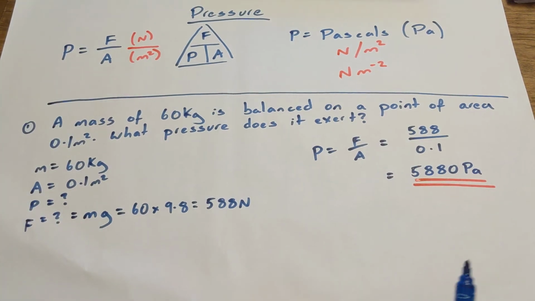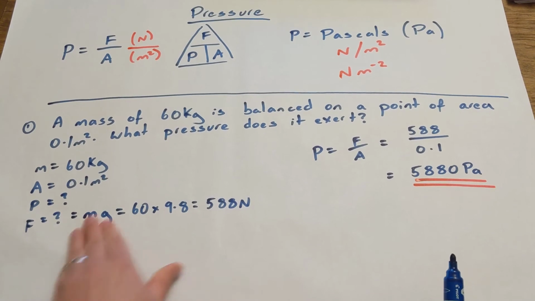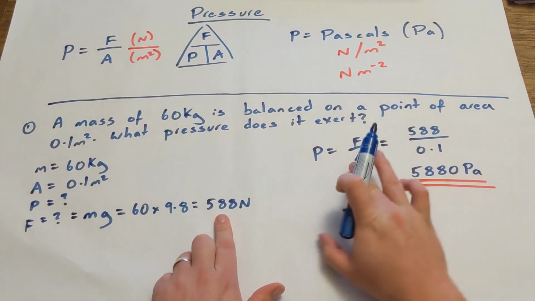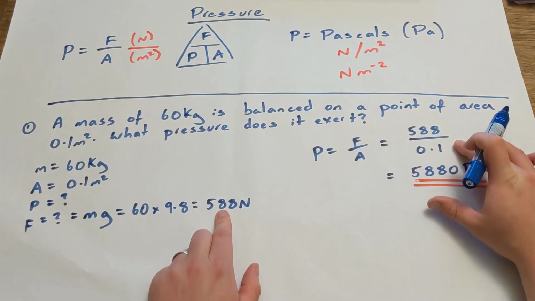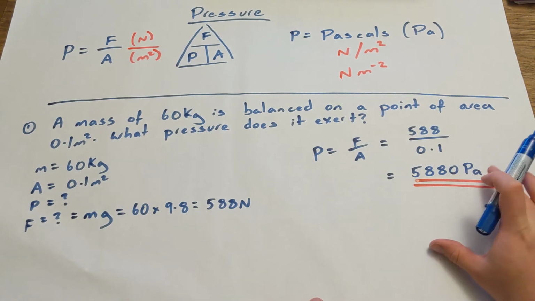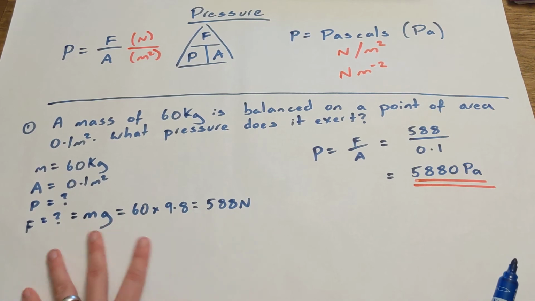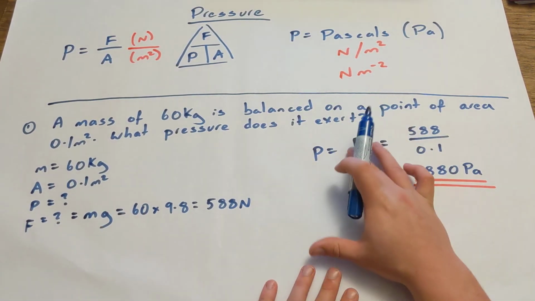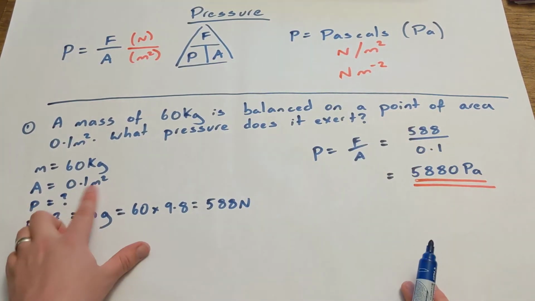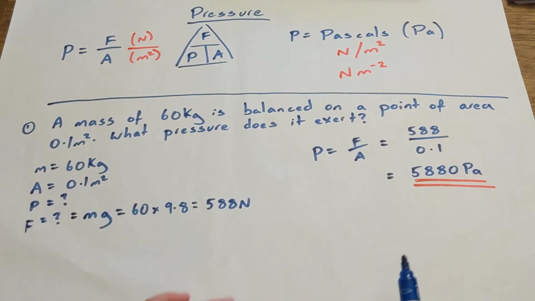So this would probably be a 4-mark question, okay? A mark for working out your force, a mark for your equation, a mark for subbing in, and a mark for your answer with units, okay? Now, there was a little extra step there, working out the force, but we didn't need to rearrange the equation, and our area was already in meters squared, okay?